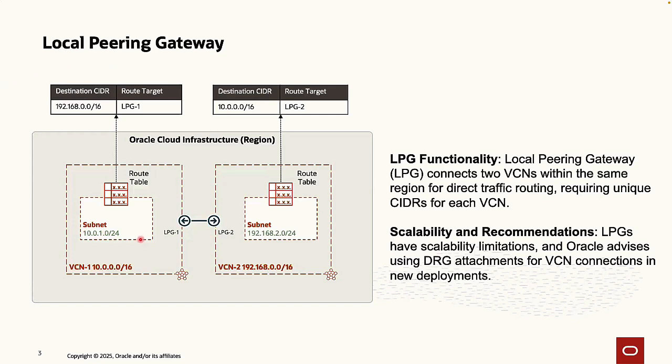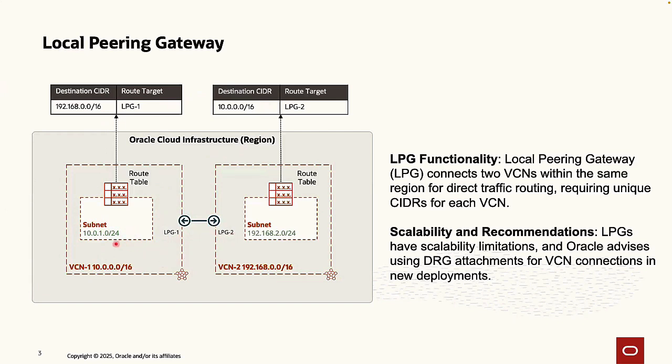So as we see in this example, we have two virtual cloud networks, or VCNs, with two different CIDR ranges, VCN1, VCN2. Within each VCN, they also have a local peering gateway deployed inside of them. And by using the VCN subnets route table, we can directly communicate between the two VCNs via its own local peering gateway.